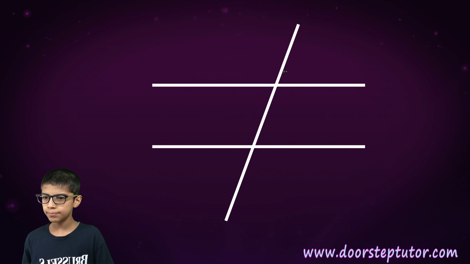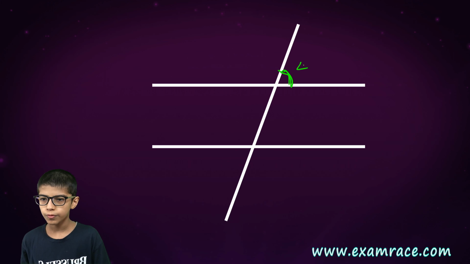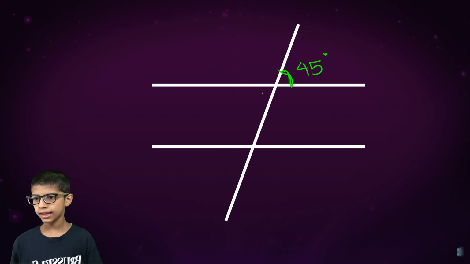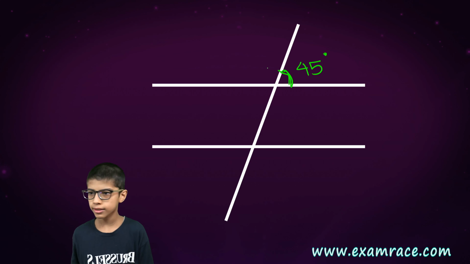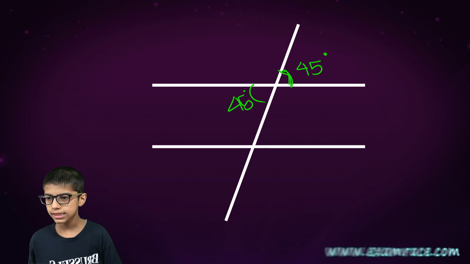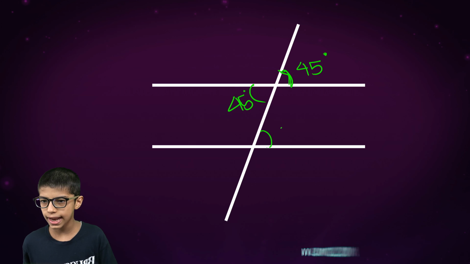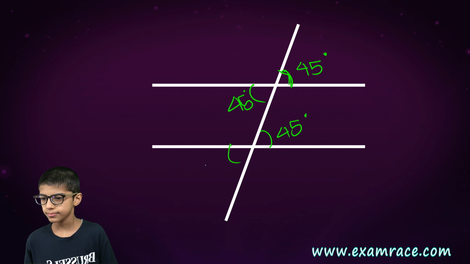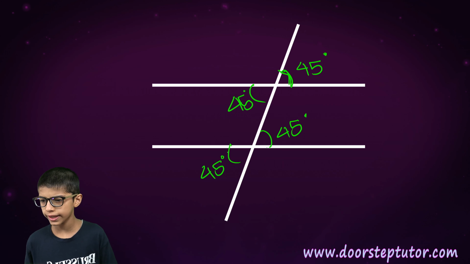Now for example, this angle is 45 degrees and we have to find all the other angles. So how would we do that? First, here we would write 45 degrees. Then here also we will write 45 degrees as we learned. Then here also 45 degrees.